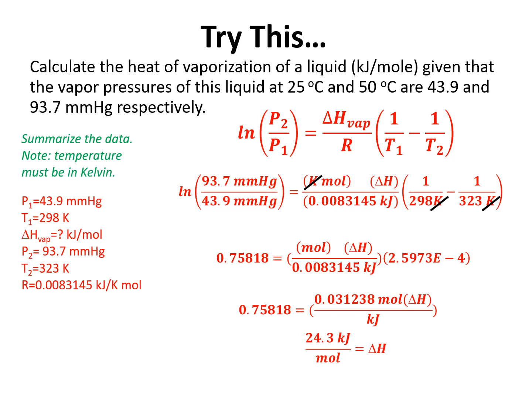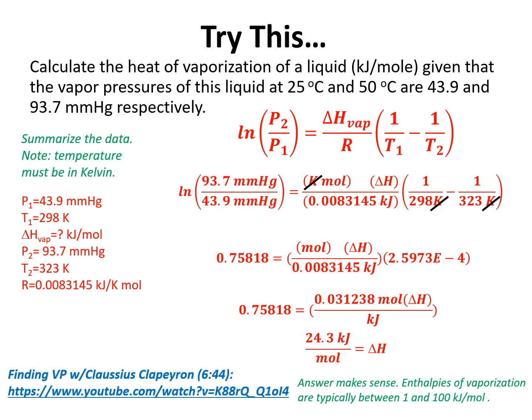And so we want to do a reality check on that answer. Does it make sense? For enthalpies of vaporization, they're typically between 1 and 100 kilojoules per mole. This does fall into that range, so therefore we say it does make sense. If you'd like some more help with these types of problems, check out the video linked in the lecture notes.